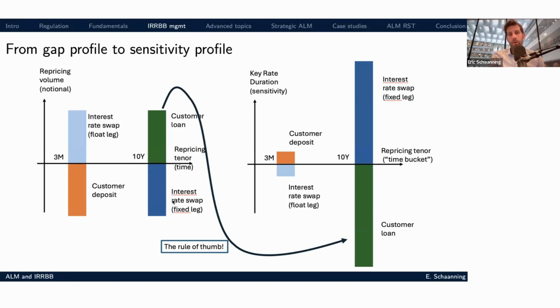And the fixed leg of the interest rate swap, where we are paying a fixed rate. Now, if rates go up by 1 basis point, we're still paying the same fixed rate. So economically, we've made a gain. And that gain is exactly offsetting the customer loan. And if we then calculate the DV01 of that, then you'd have 175 million times 10 years divided by 10,000. That would be the rough sensitivity of that customer loan, or with the opposite sign, the interest rate swap.